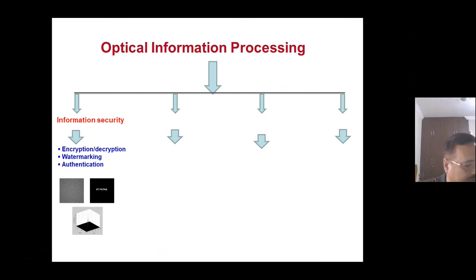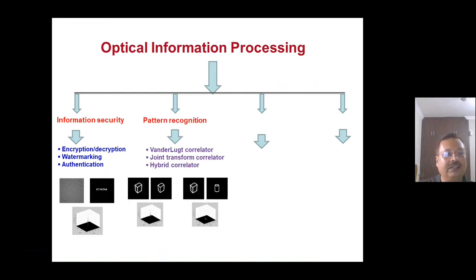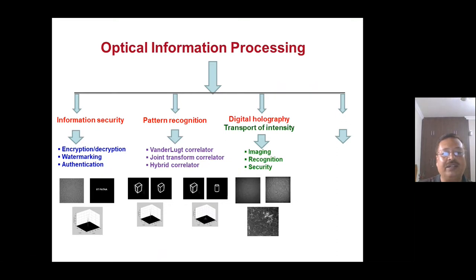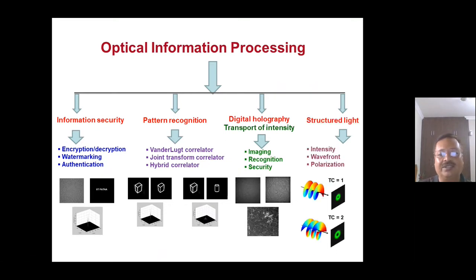So now coming back to my research part. In research, I deal with these areas: information security, pattern recognition, digital holography, and structured light. In information security, I deal with encryption and decryption techniques, and in pattern recognition, I deal with different types of correlation schemes. Digital holography is another version of holography where we record the interference pattern on a CCD camera. There is another way to achieve phase information as well, through transport of intensity, and that is used for quantitative phase imaging techniques.